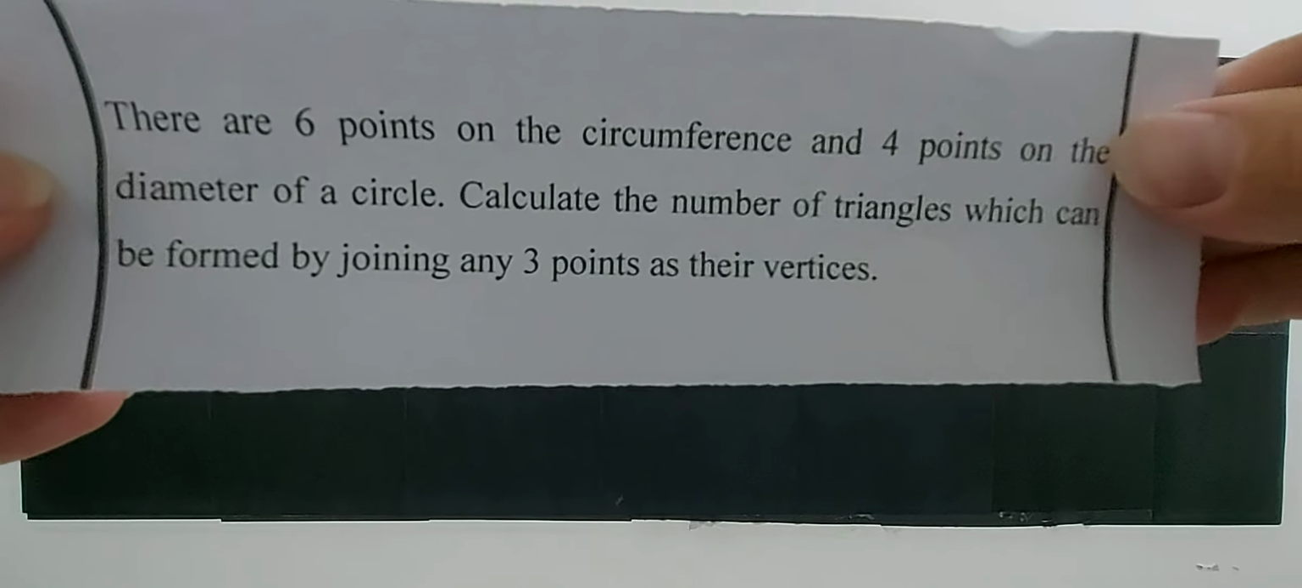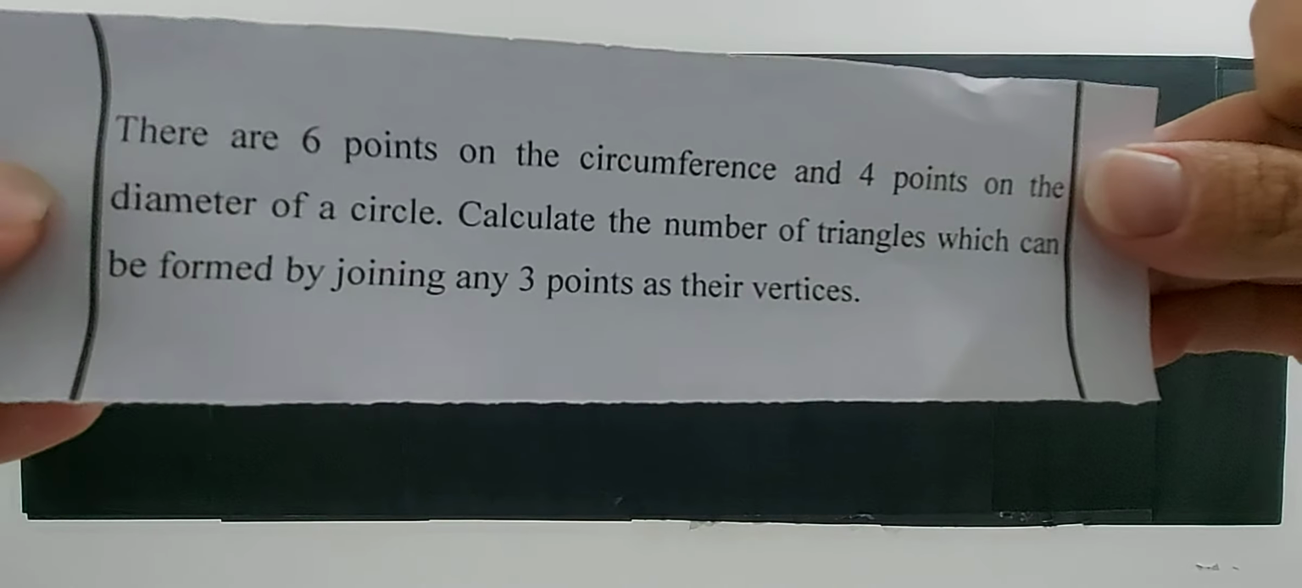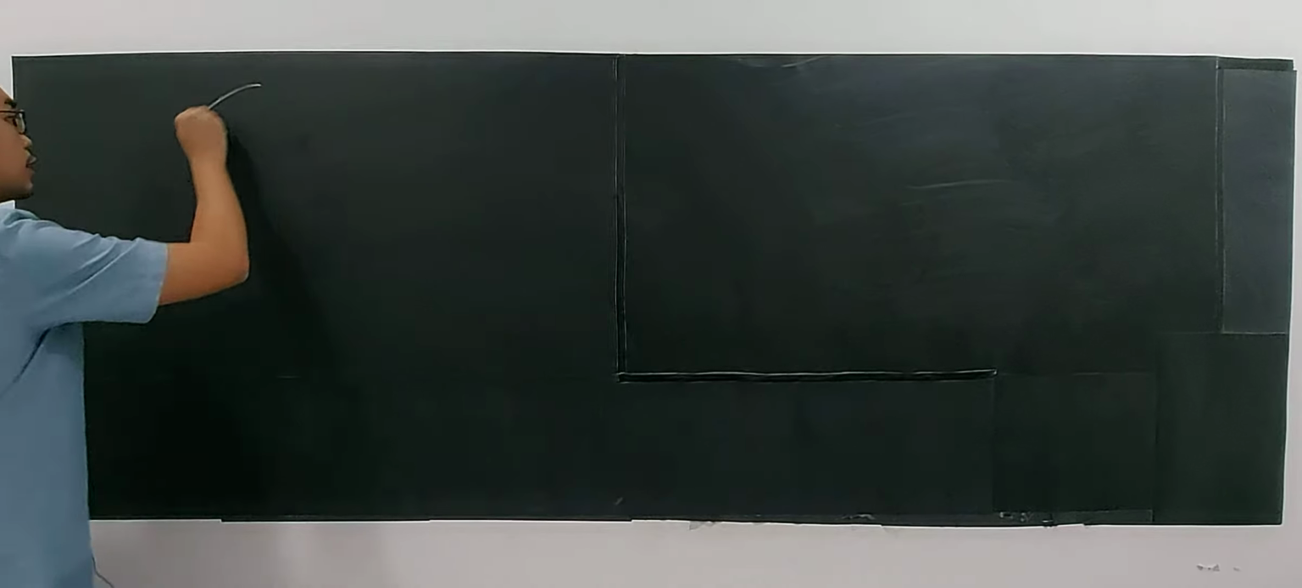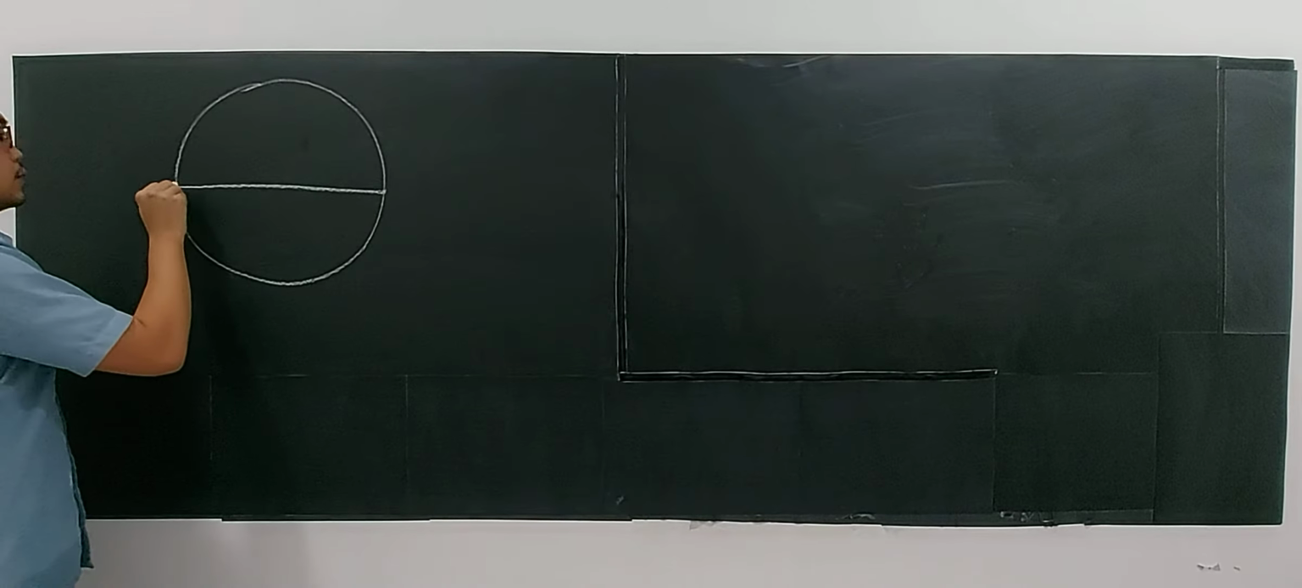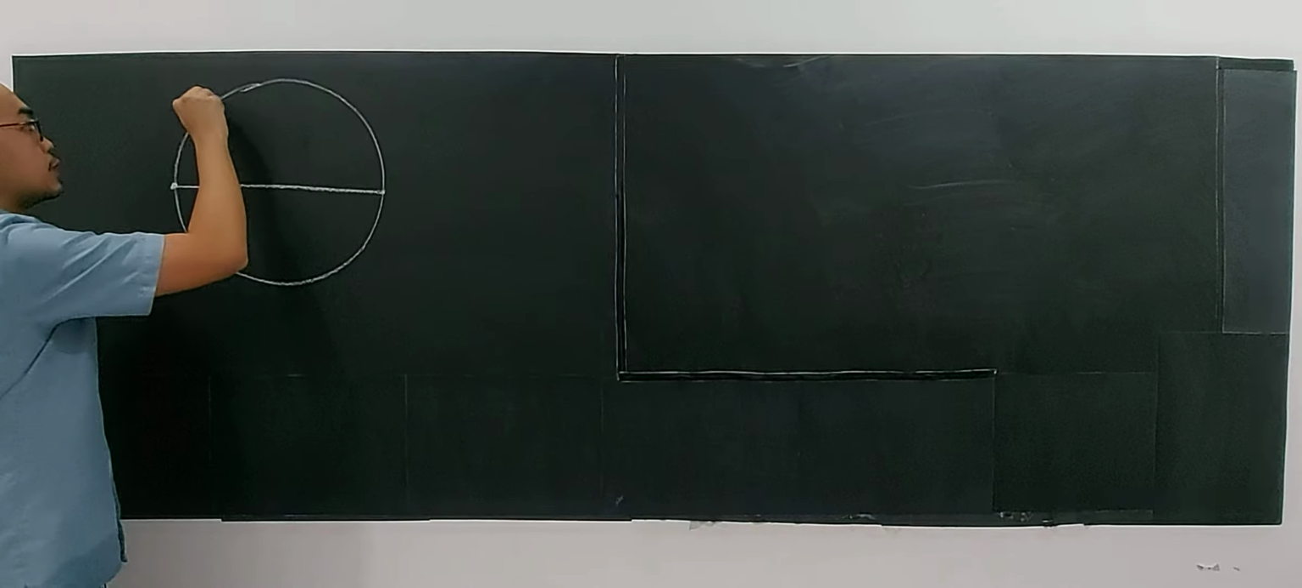Alright, calculate the number of triangles which can be formed by joining any 3 points as their vertices, right? So for this question, I give you a diagram, right? There is a diameter, right? Let's say there is a diameter here, but there are 6 points, right?